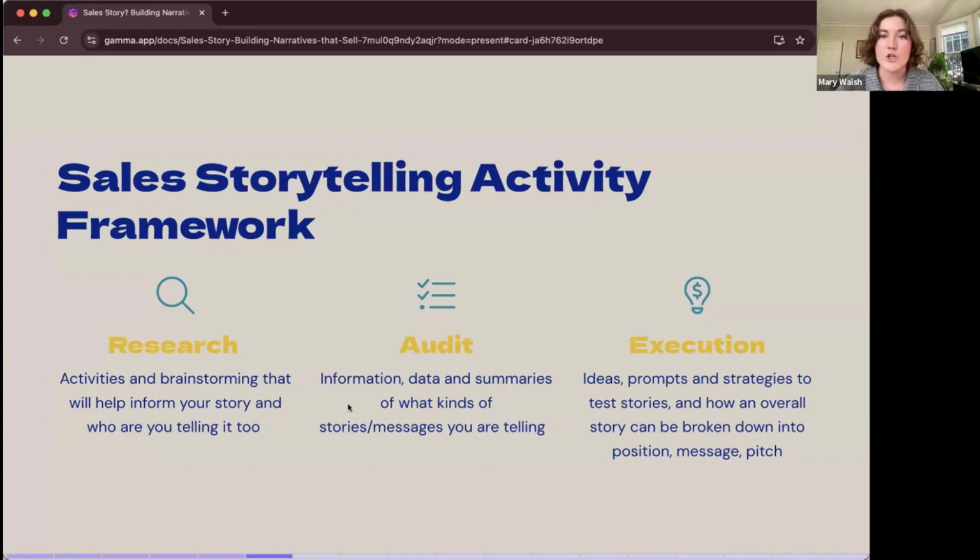One being research, zooming out and looking at the stories that you could tell or are telling. Two, auditing, looking at what already exists, what's there, and what you can learn from that. And then lastly, like I said, I'm hoping to give you all some take-home exercises, ideas or prompts that you can move forward with.